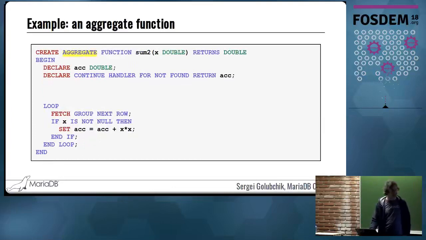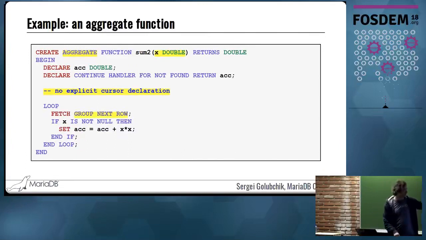Then there's no accumulator here, but there's a parameter for the aggregate function. And no cursor. The cursor is implicitly created, and there's a special incantation, FETCH GROUP NEXT ROW, which reads a new row for the current group. Everything else works exactly the same as for a non-aggregate function. It reads the rows. When the group is exhausted, the continue handler jumps in, and it returns the accumulated sum of squares for the column X.